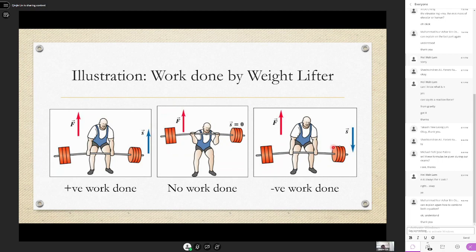In the last case, he wants to slowly put it down, never throw it down. The displacement is going down because he puts it down. But because he puts it down slowly, as the weight goes down he is also applying a force upwards, so as not to let it drop abruptly. In this case, you see the force and the displacement are in different directions, so there is negative work done.